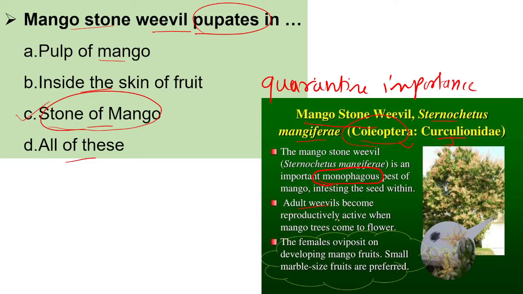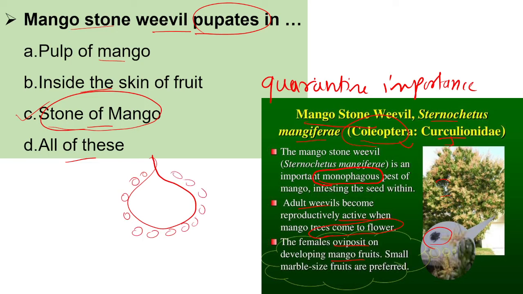The adult weevil becomes reproductively active when the tree comes to flower. In this picture, you can see that when the flowers come, the female adults are reproductively active and oviposit their eggs on the mango fruit, on the marble-size fruit. The female lays eggs on the skin of the marble-size fruit.